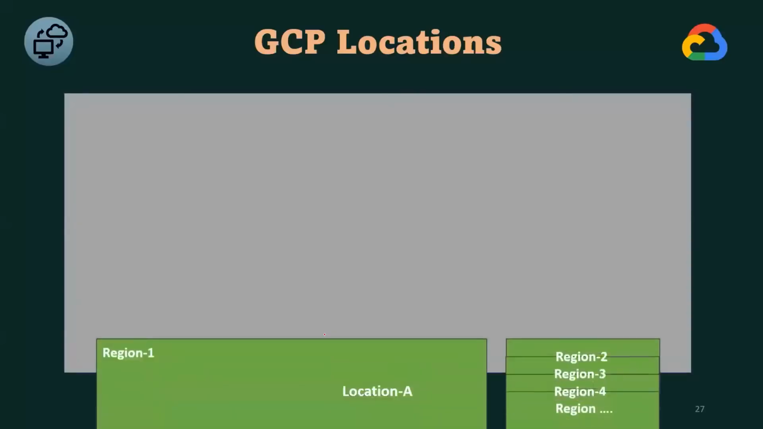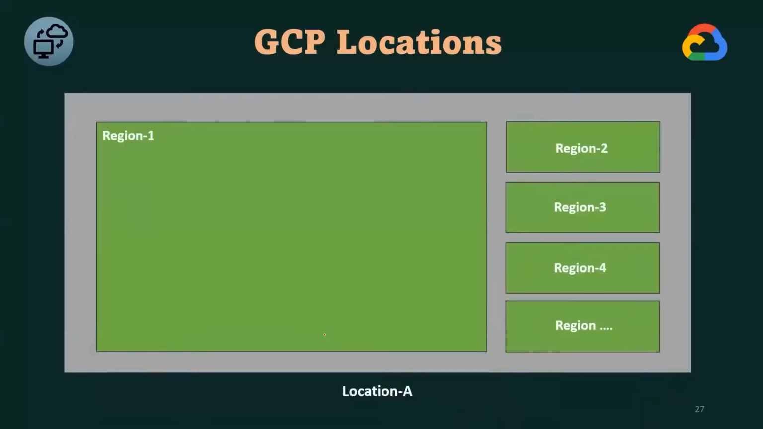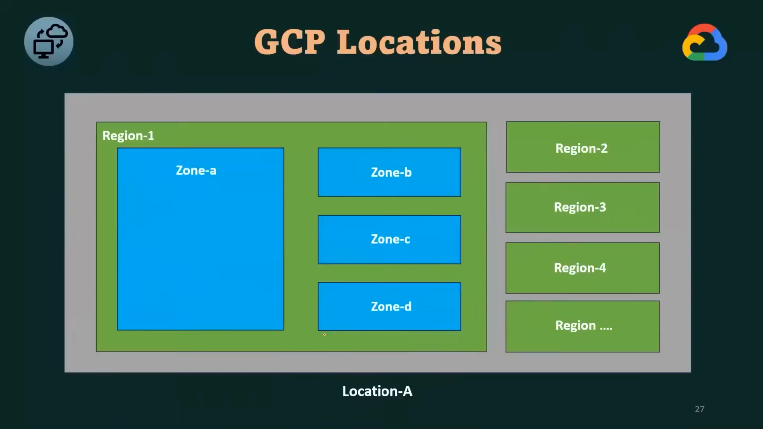Each location will be having regions: region 1, region 2, region 3, region 4. I'm talking about one location only, guys. If I take location A, that location will be having plenty of regions, and each region having plenty of zones. Region 1 will be having four zones. Region 2 will also be having four zones. Region 3 also will be having four zones.